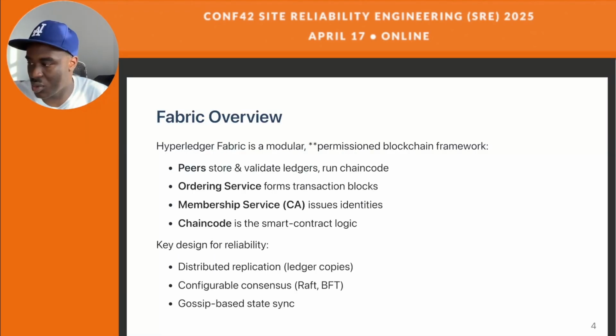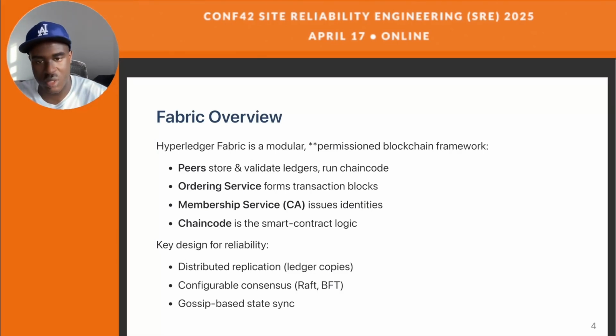From there, what is Fabric? Hyperledger Fabric is a modular permissioned blockchain framework. Unlike public blockchains like Bitcoin, Ethereum or Solana, it's designed for environments where participants are known or semi-trusted. So you are going to find this in governments, financial institutions, or supply chain.